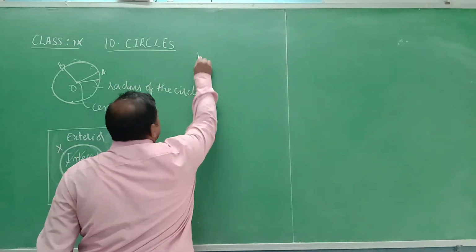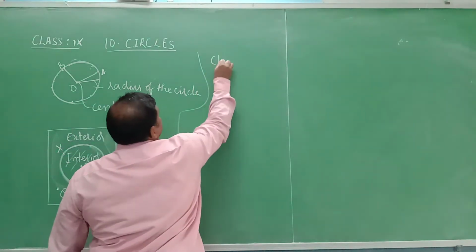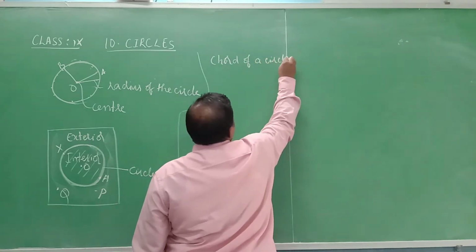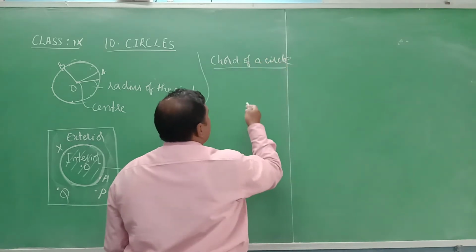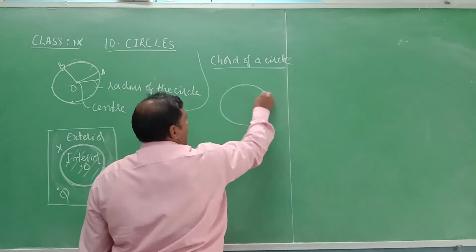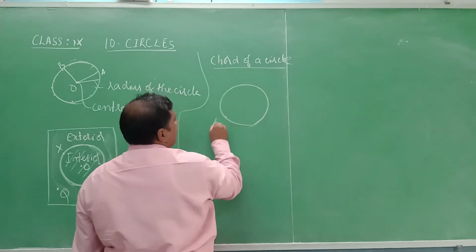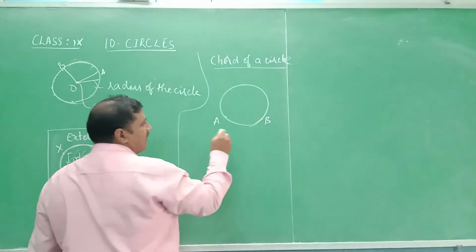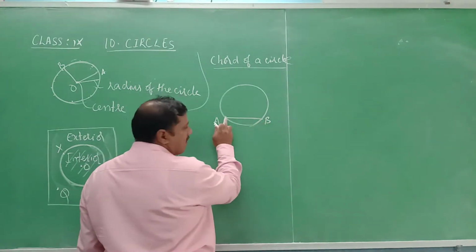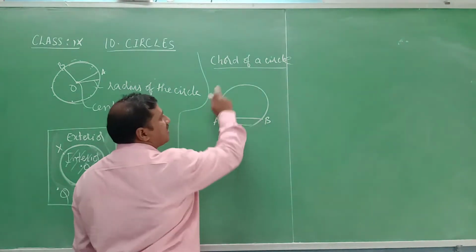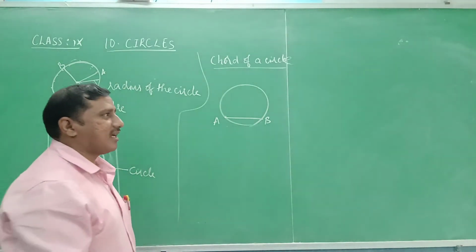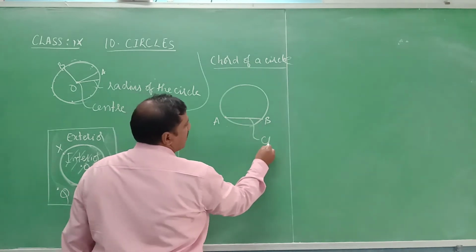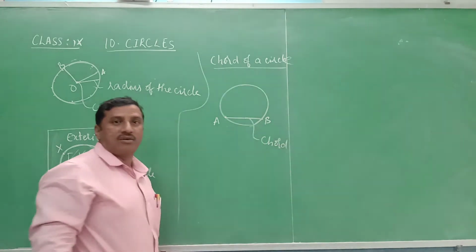Now we will discuss the chord of a circle. What is a chord? Take any two points on the circle. Let A be one point and B another point. Join the two points A and B. The line segment drawn from one point to another point on the circle is known as a chord of the circle. So AB is a chord of the circle.